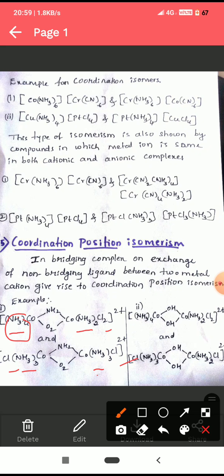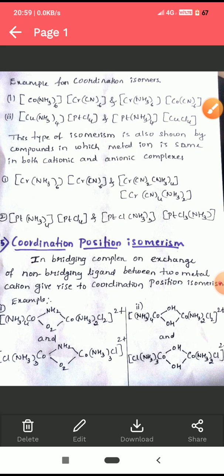In the second example, NH3 4 Co OH. Non-bridging ligand again ammonia. Here 2 ammonia and 2 chloride. In the next isomer, you can see the cobalt is bonded to 1 chloride and 3 ammonia. Here it is bonded to 2 ammonia and 1 chloride. Such examples are for coordination position isomerism.